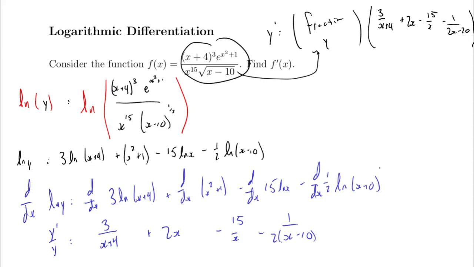It's not a nice looking answer, but at least it's attainable, right? It's something that we can get to. And I'll tell you what, it sure beats the pants off of trying to do the quotient rule on here with a product rule in the numerator and in the denominator and chain rule along the way. Doesn't that sound terrible? If you don't believe me, just try it. Hopefully you'll notice that this logarithmic differentiation process is really nice for an example like this.